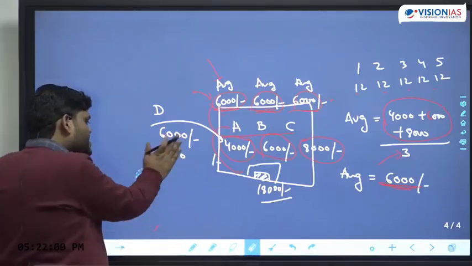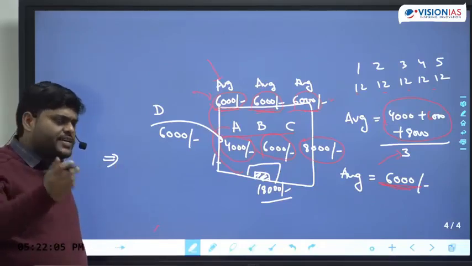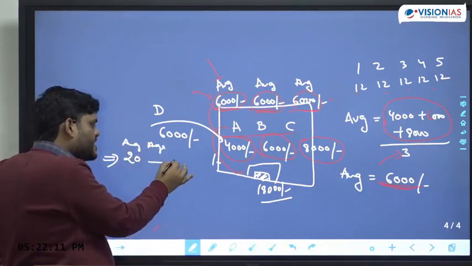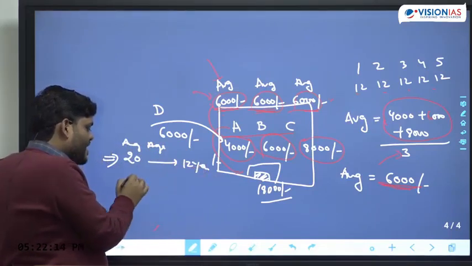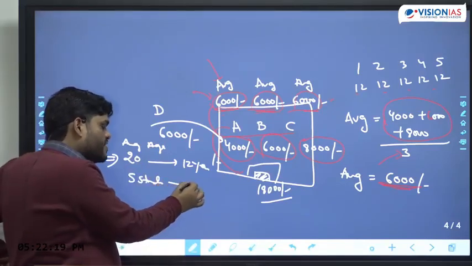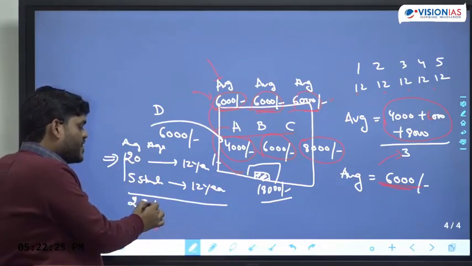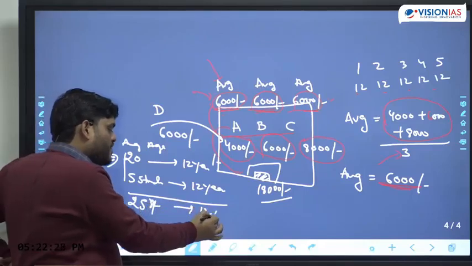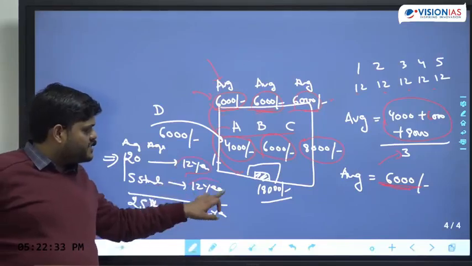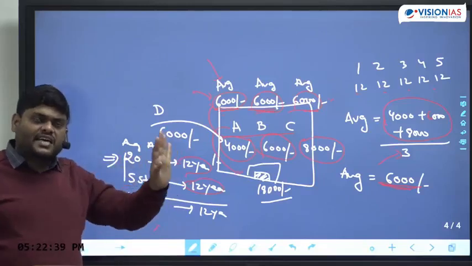For example, suppose the average age of 20 students is 12 years, and 5 more students join the group with an average of 12 years. What is the new average of 25 students? The new average of 25 students will be the same, 12 years. There is no change. Why? Because the initial average and this average are both the same. So if anything is added to this group with the same number, nothing is going to change.